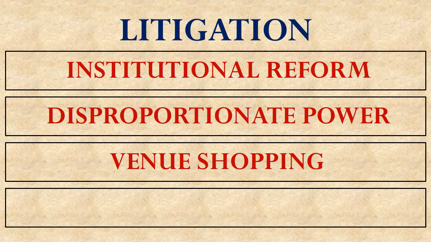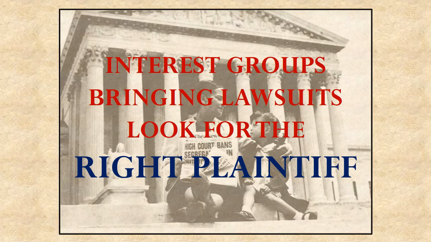The third aspect of interest group litigation that we want to talk about is called venue shopping. Interest groups, when they bring a case, they look for the right plaintiff to be their representative. Sometimes they will hunt around, advertise, bring in people for tryouts even. They'll try to find somebody who's in the kind of situation that they want to sue about, who they believe is an attractive person to then be complaining about it. Somebody that the courts will look at with sympathy.